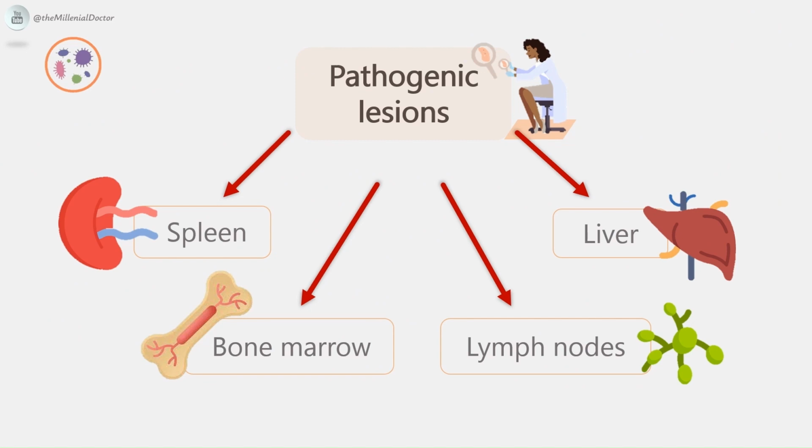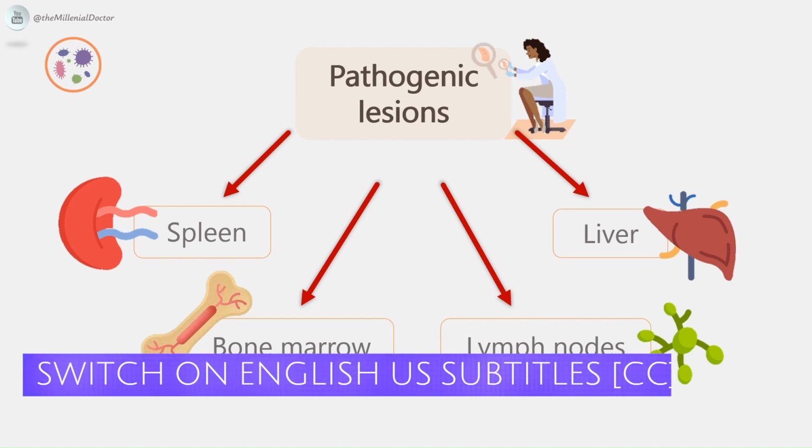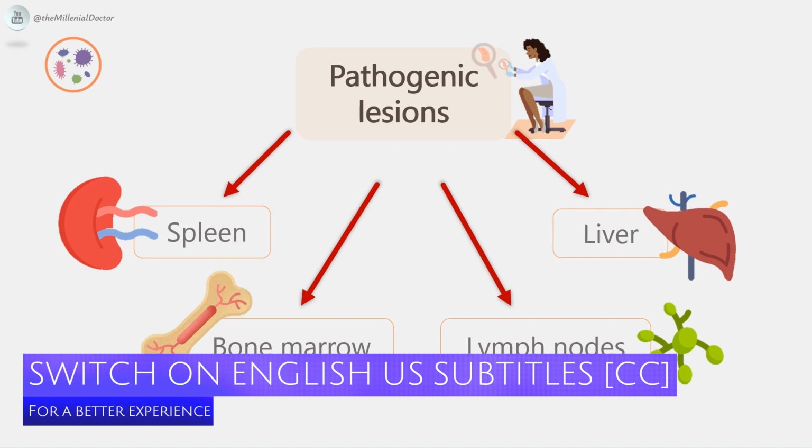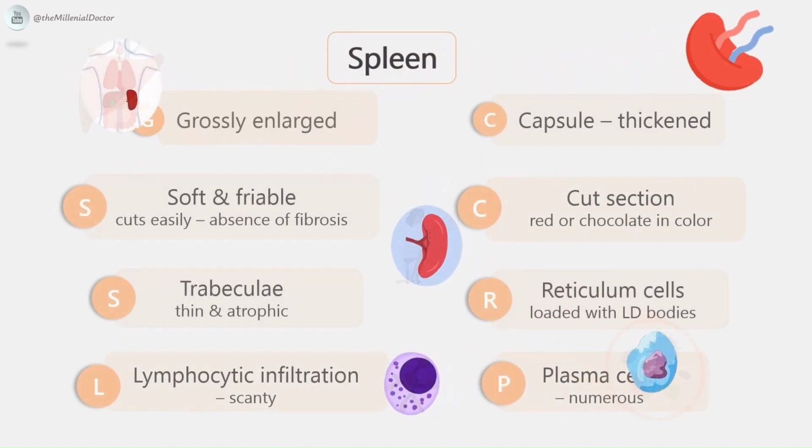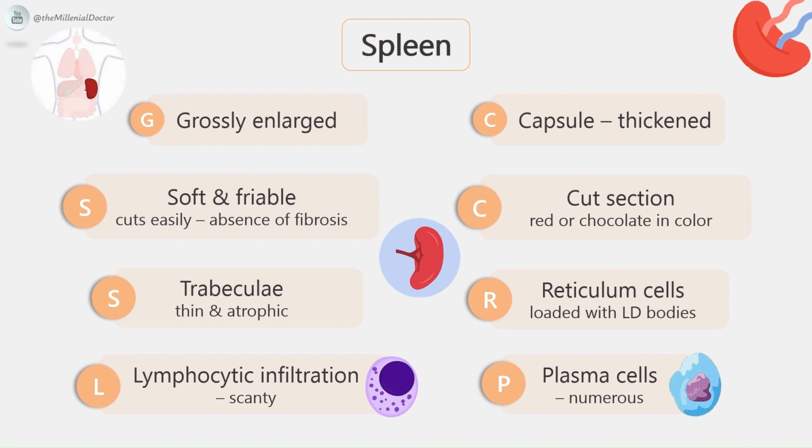In the spleen, liver and bone marrow particularly, the mastigotes multiply enormously in the fixed macrophages to produce a blockade of the reticuloendothelial system. This leads to a marked proliferation and destruction of reticuloendothelial tissue in these organs. First, spleen. The spleen is the most affected organ. It is grossly enlarged and the capsule is thickened due to perisplenitis.